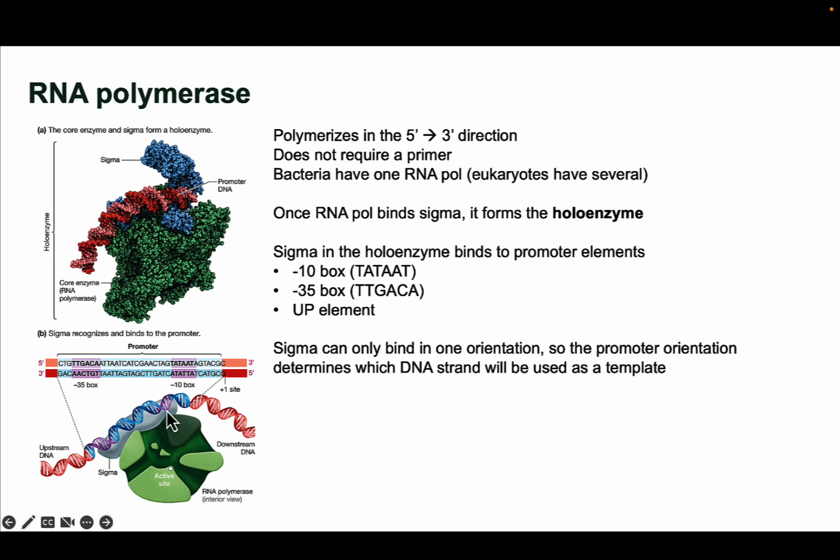And sigma, as I mentioned, is what binds to the promoter sequence. And it binds in a very precise orientation, in one orientation, so it has to grab onto this -10 box and this -35. And so the promoter orientation determines which strand will be used for the template and also determines the direction that the RNA polymerase will move. And so that's why this promoter sequence is important, because it gives us directionality to where we're going to start transcription.